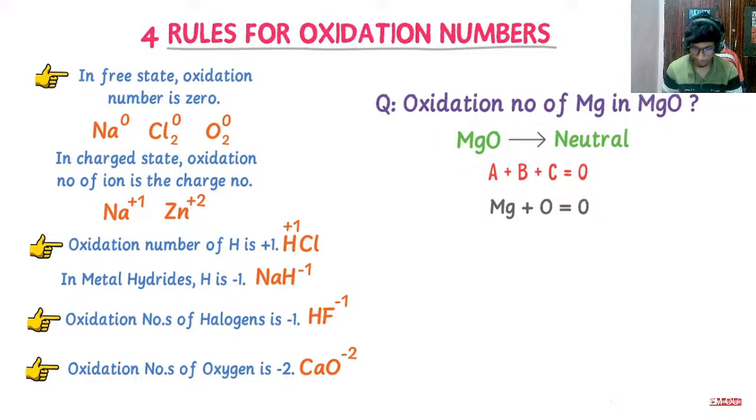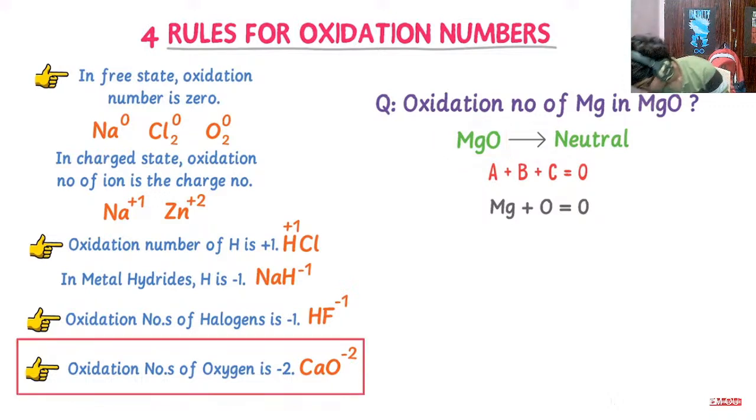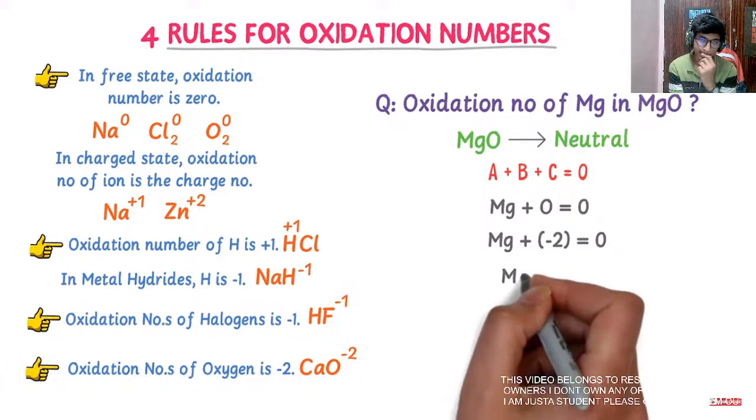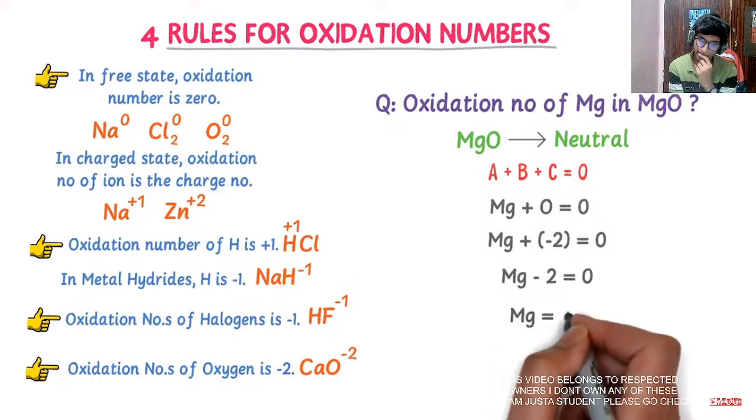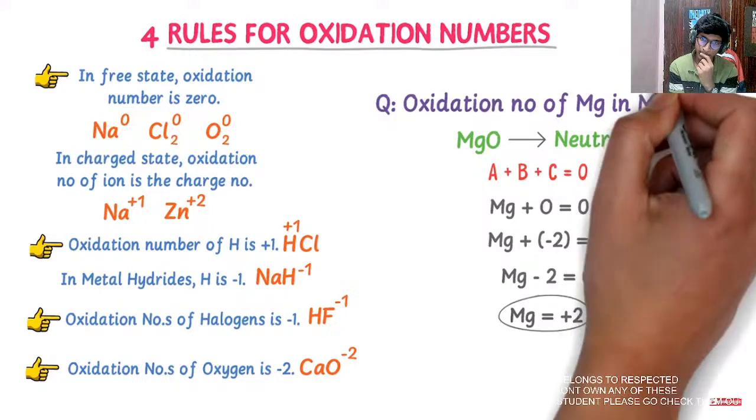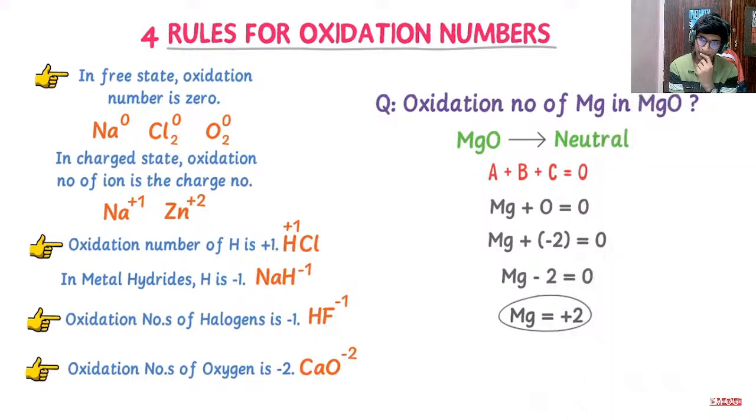We know that the oxidation number of oxygen is negative 2 in its compound, so I put negative 2 instead of oxygen. Mg plus negative 2 is equal to 0, or Mg minus 2 is equal to 0, or Mg is equal to positive 2. So the oxidation number of magnesium in magnesium oxide is positive 2 and that of oxygen is negative 2. Also, positive 2 and negative 2 cancel out, so we therefore say that magnesium oxide is a neutral ionic compound.